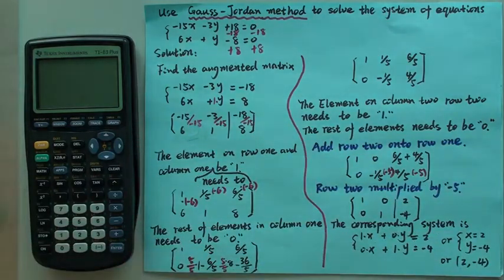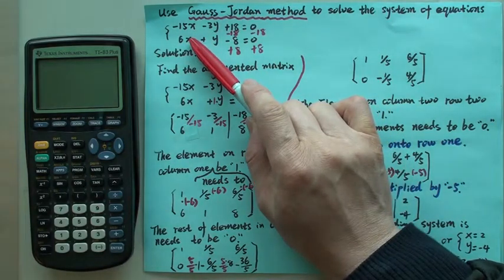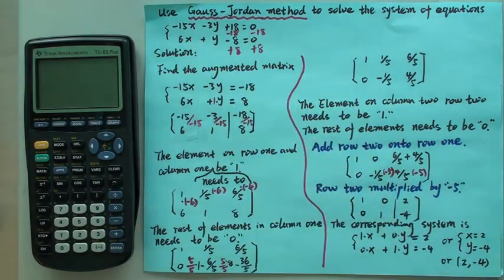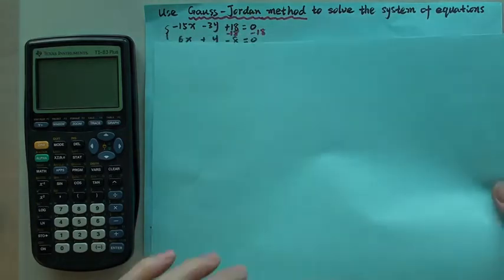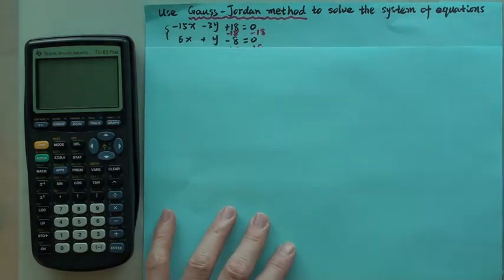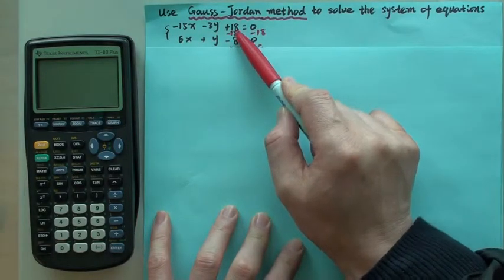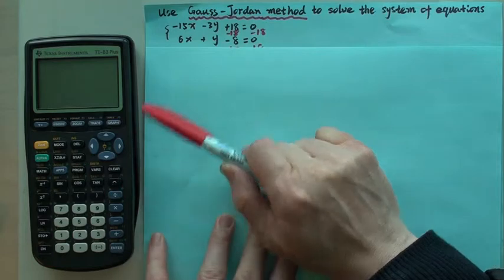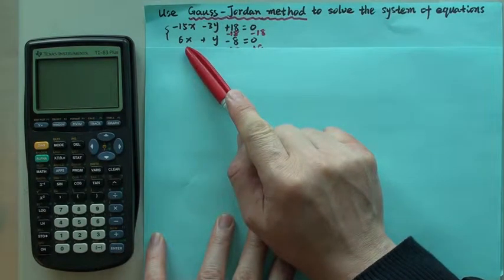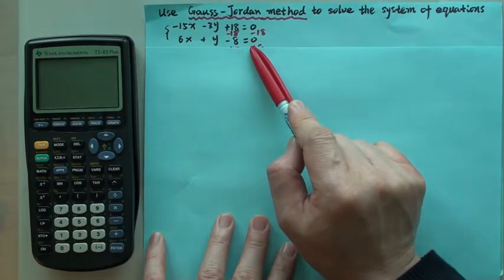Here are the given equations: negative 15x minus 3y plus 18 equals 0, and 6x plus y minus 8 equals 0.